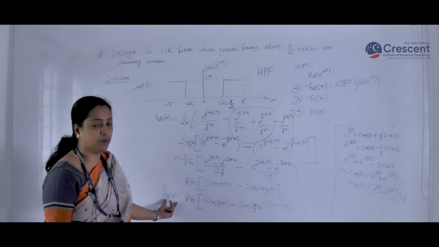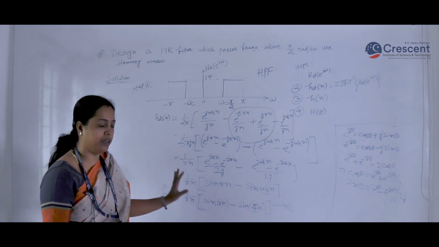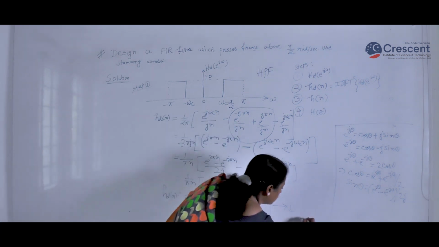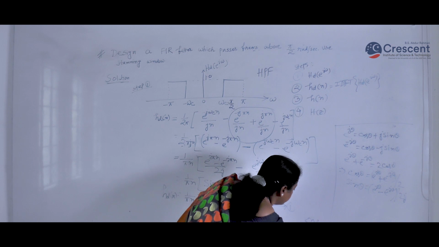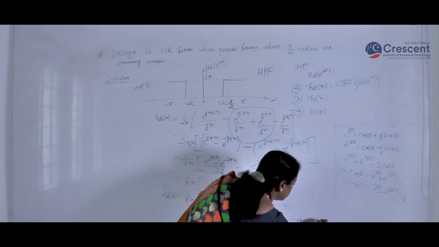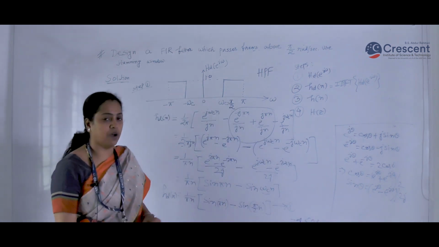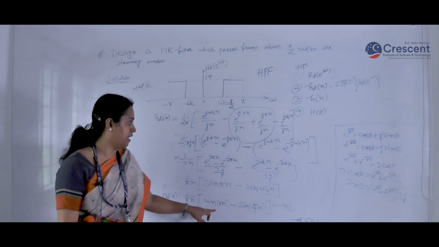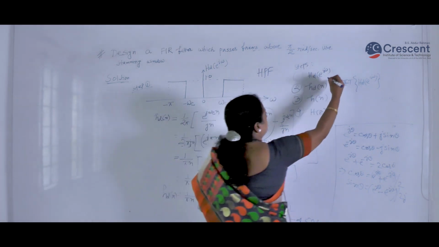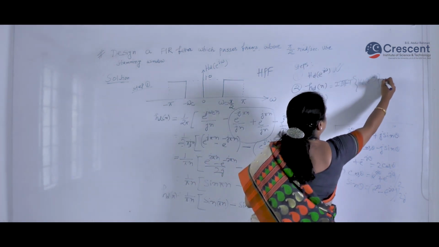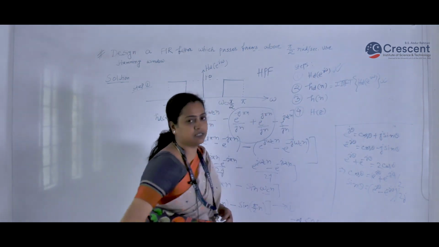Now this impulse response hd of n is of infinite duration. So what is the duration of this? This is from minus infinity to plus infinity. So this will not give the FIR filter. So what is the next step? Step number 1 is over, step number 2 is over. What is step number 3?